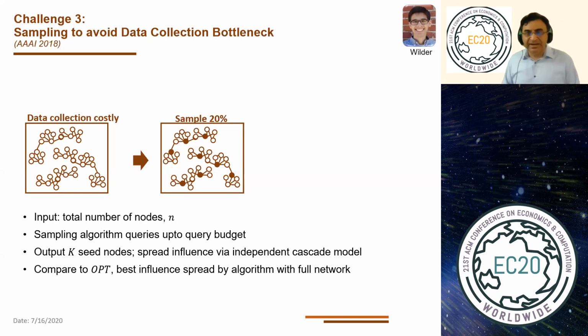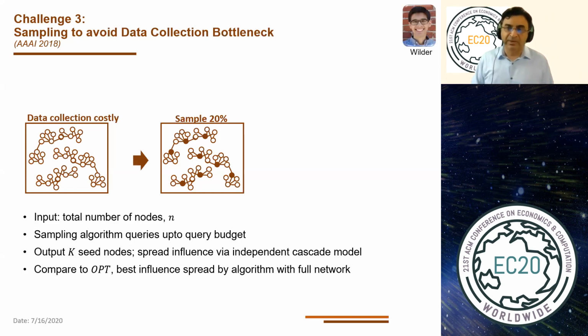So the challenge here is that given a set of nodes N, we have to build a sampling algorithm that can query until a query budget, and then output a set of K seed nodes that, if we use them to spread influence, will compare favorably to an optimal result we can achieve if we use the best influence spread by an algorithm that knows the full network.